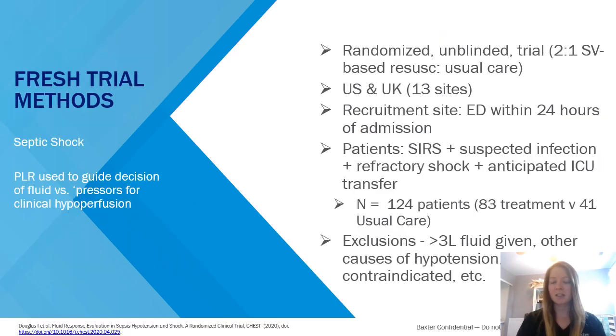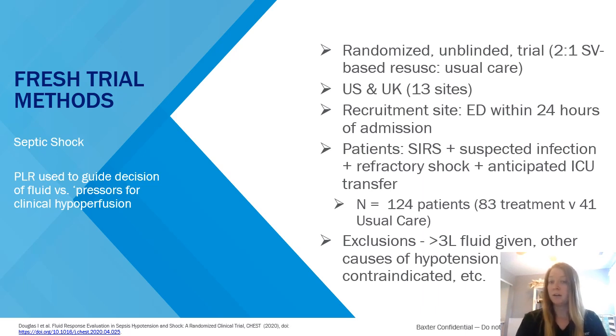Now, the FRESH trial methods, this looked at septic shock patients. They also were looking at a passive leg raise to guide decisions on pressors versus fluids for clinical hypoperfusion. So this was a randomized trial, unblinded. There was a 2-to-1 ratio, so double the amount of patients on the stroke volume guided resuscitation group versus the usual care group. This occurred in 13 different sites between the US and the UK. The recruitment site was in the ED, and of course we wanted those patients to then follow to the ICU. And they used the SIRS criteria with a suspected infection.